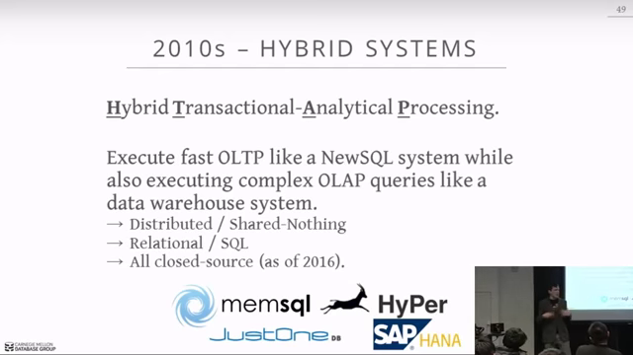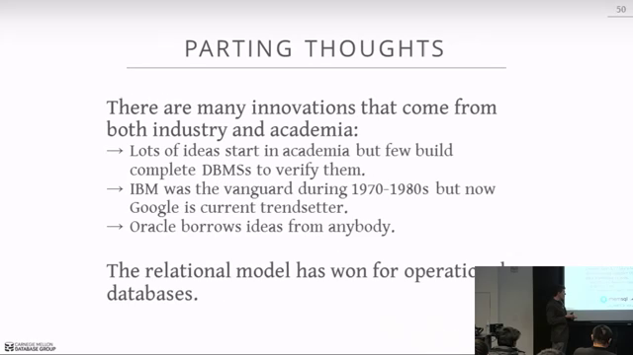This is not saying that the data warehouse is going to go away, because you're still going to use it as a single source where you store all the information from your front-end silos. But some of the analytics that you would normally have to run on the back end, you can now run directly on the front end with these systems. Most of them are distributed, most of them are shared nothing, they're all relational and support SQL, and most of them, as of 2016, are closed source.